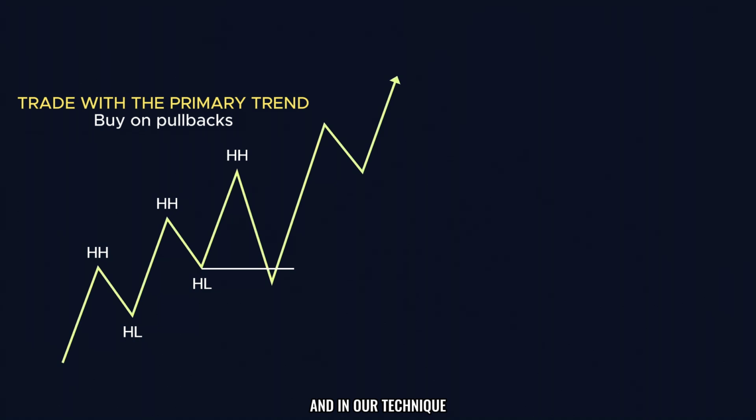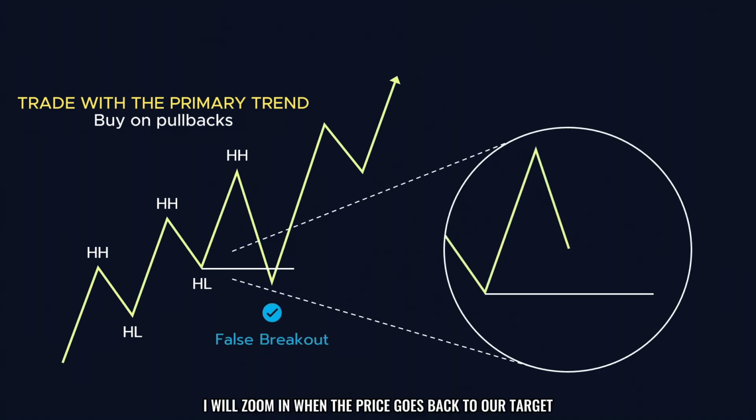And in our technique, we will wait for the price to come down until it reaches the target, but we will lock in the trade when the price goes up. This point we call a false breakout. By having additional special conditions, I will zoom in. When the price goes back to our target, we will wait for it to form a flat graph like this.